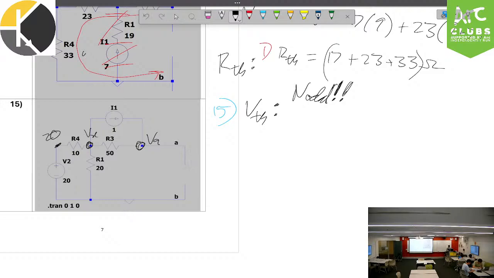Anyways, so that would just be 20 volts. No need to assign a nodal, what is the current going in and out? You use the currents to put an equation in terms of voltage. Yeah? Alright, so let's do nodal.